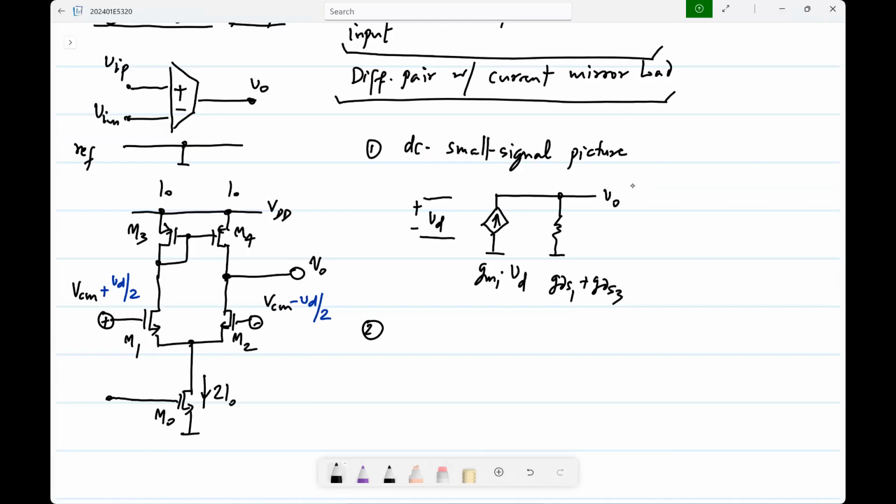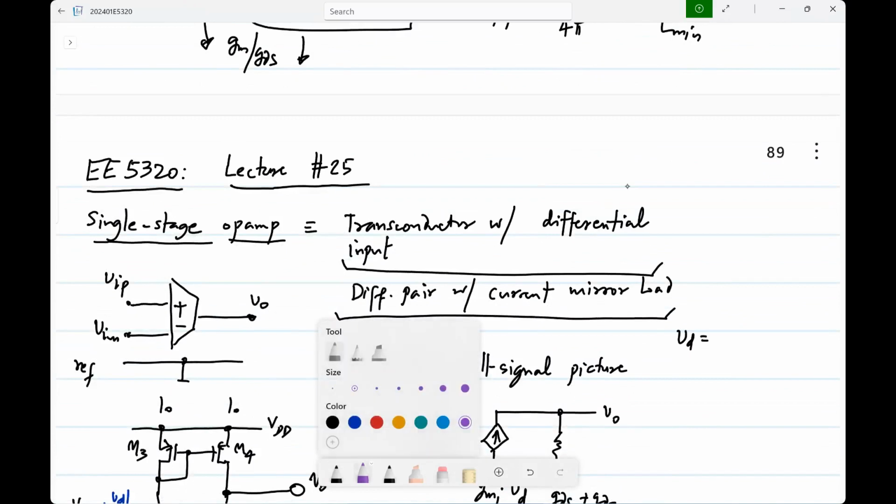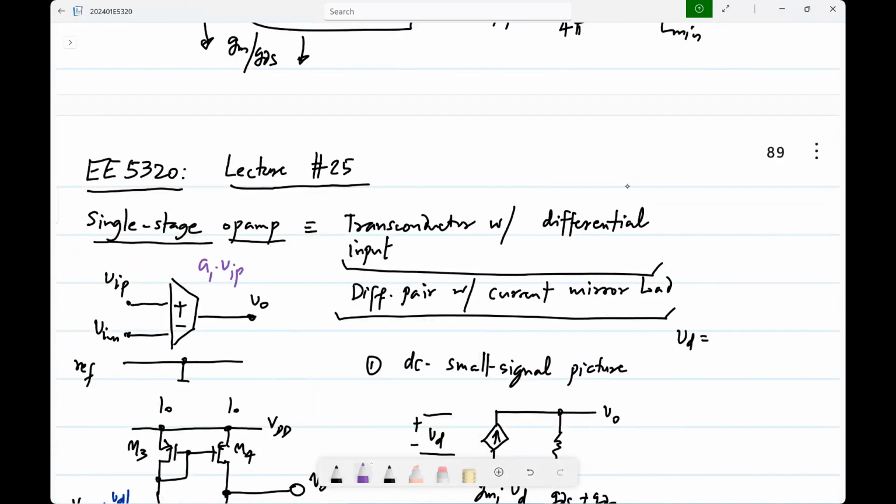What makes sense is to specify everything in terms of the differential difference voltage. Whenever you have a linear circuit like this, what will be the output? The output will be of the form A1 VIP plus A2 VIM. Now, functionally, what is it that we want? We want to have A2 to be minus A1. That is, we should react only to the difference between the inputs. We should not react to the average value. That's what common mode rejection is, right?